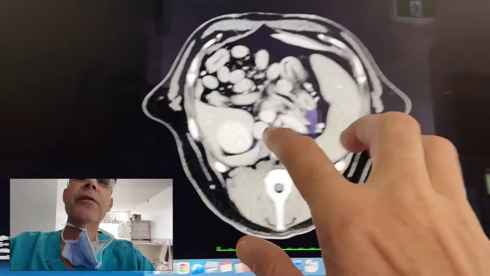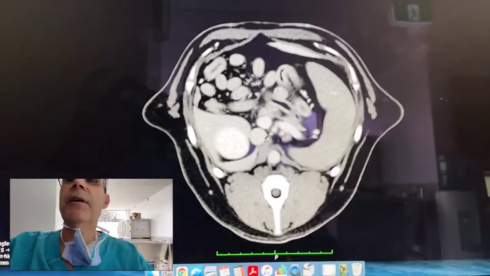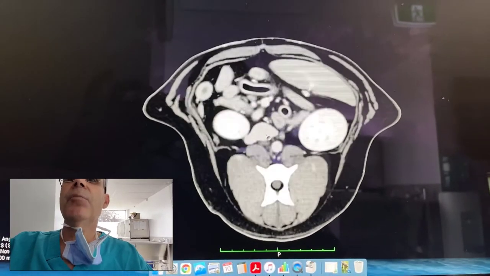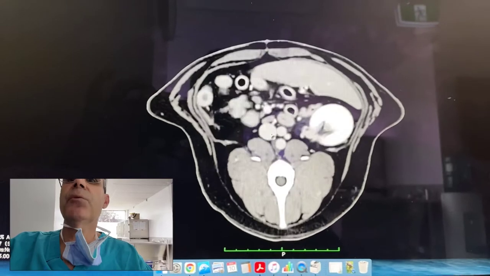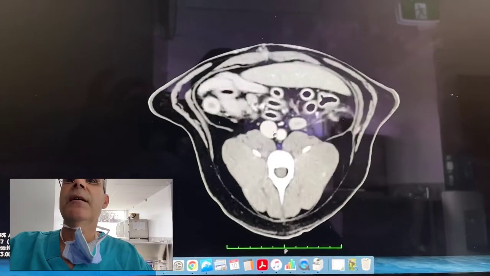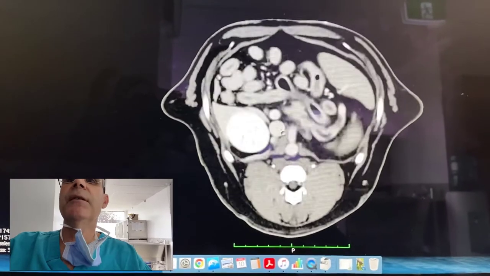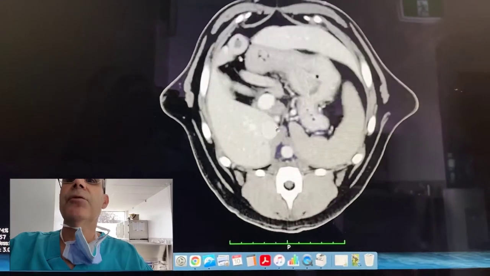If we look down here, that's the vena cava right there, and if we track that up cranially, again, at no point does it make contact with the portal vein.